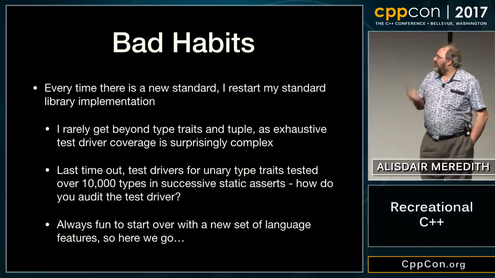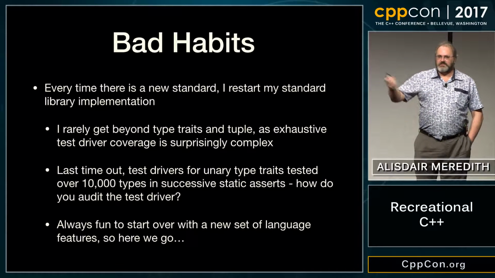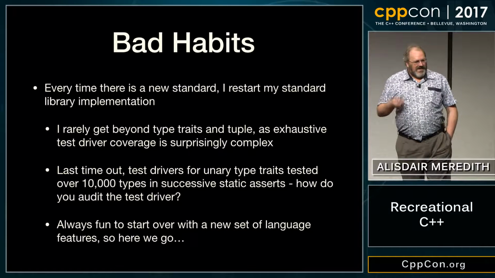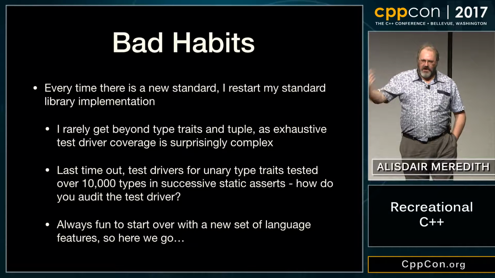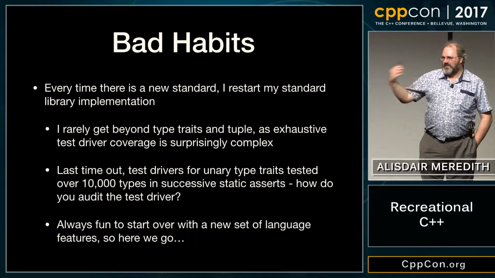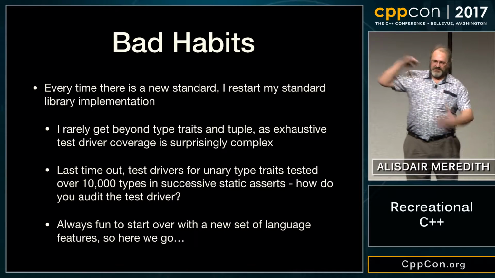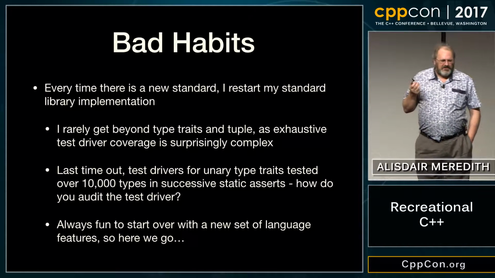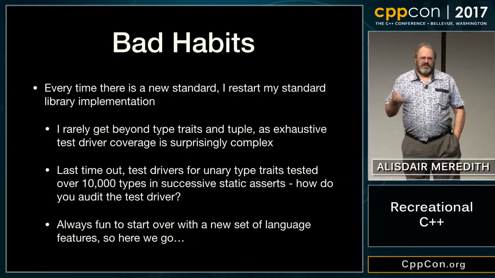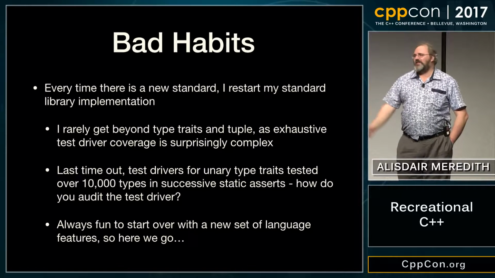As an example, last time I was writing my test drivers for the type traits, starting with a simple thing like is_integral, I had about 10,000 lines of different static assertions for the different types I was trying to test just for that one trait. And I would try that same battery of types on every single trait, so I had a consistent set to test. And that brings up a new problem of how do you audit 10,000 static assertions that they all have the right true or false value? Are you testing what you think you're testing correctly?